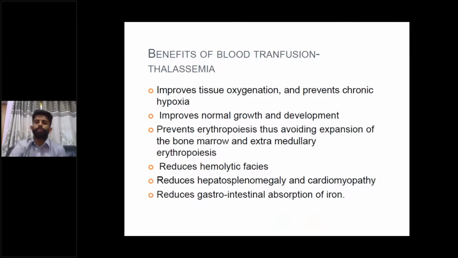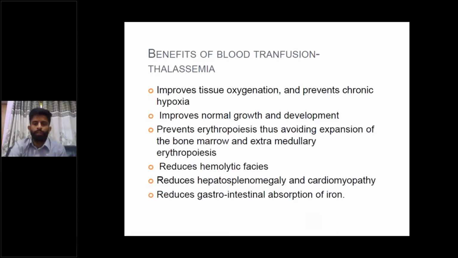So what are the benefits of blood transfusion in thalassemia major? It improves tissue oxygenation and prevents chronic hypoxia. That is obvious. Improves normal growth and development because the utilization of body stores or nutrition is now being done for growth and development rather than for production of red blood cells. So bone marrow hypoplasia does not occur, but bone hypoplasia occurs, which leads to growth and development. The next one is prevents erythropoiesis, that avoiding the expansion of the bone marrow and extramedullary erythropoiesis.